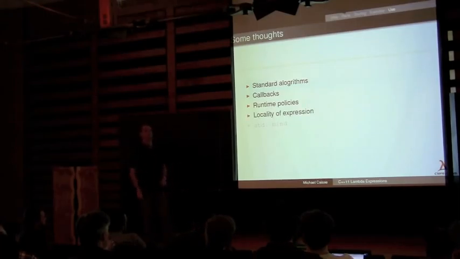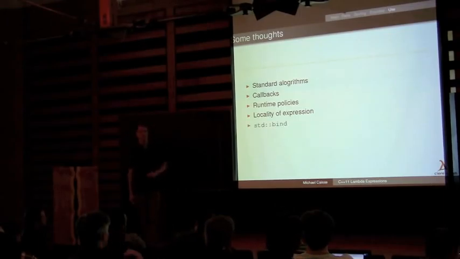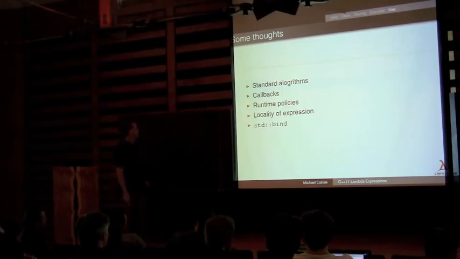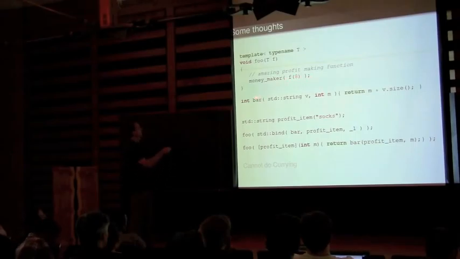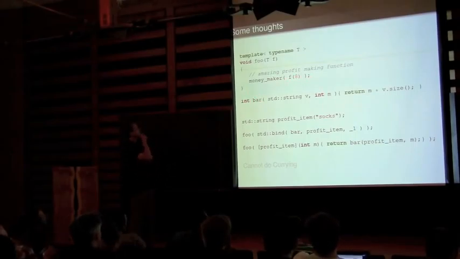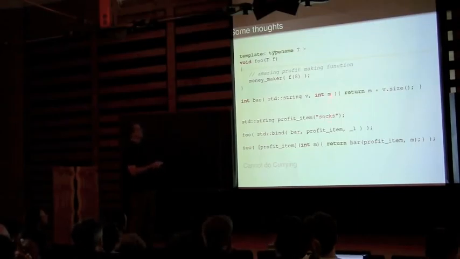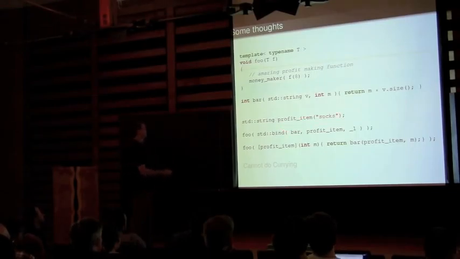Locality, obviously, of expression. I wrote this one down while I was on the plane, and then after I wrote the slide, you'll see why. It's a really crummy idea. It's like bind, but not. So here's my bind example. All right, so here's this thing. It's a free function called bar. It takes a string and an int, and it returns the int and the size of whatever the string is. Profit item, socks, of course.